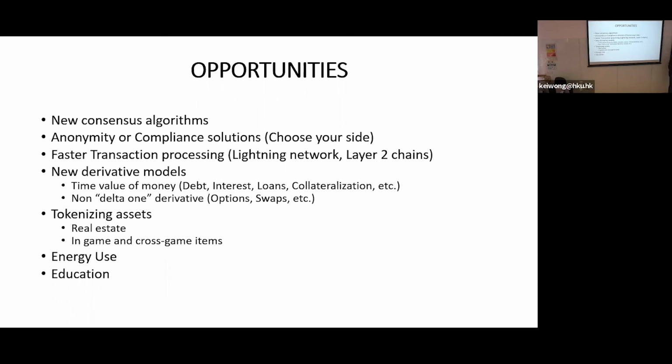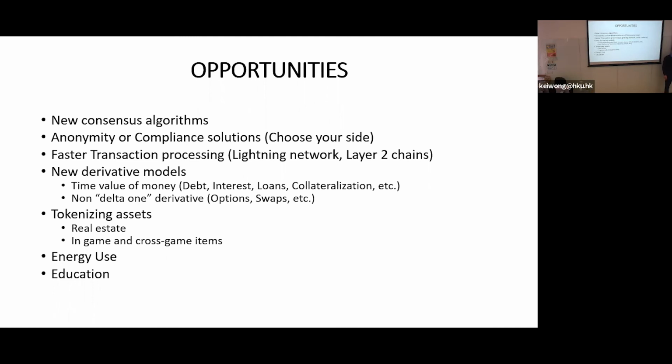Financial derivatives, something that's near and dear to my heart, are new financial models as far as time value of money, basically putting price on risk, putting price on the time of money, quantifying levels of risk in trade. How do you collateralize assets and debt and interest and loans and all that stuff? Something called non-delta 1 derivatives is a very big open area for research. A derivative is a financial product that depends on some underlying asset.